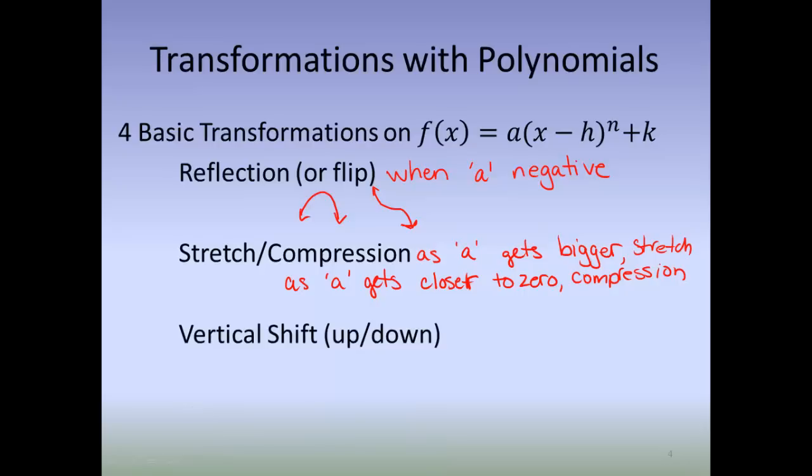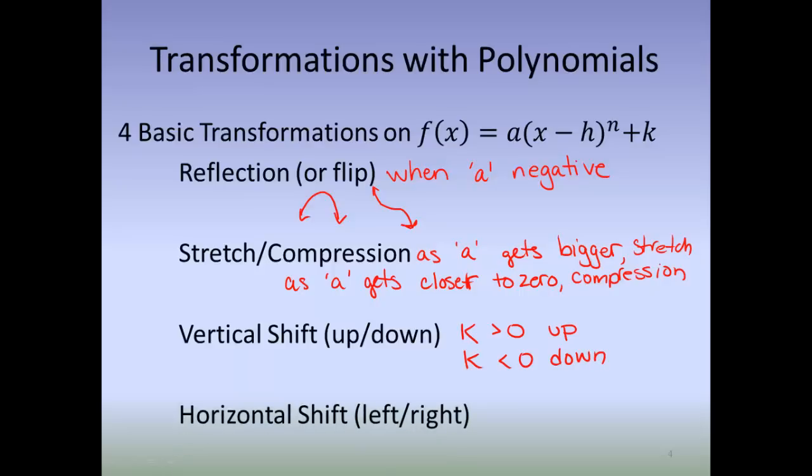Vertical shifts up and down, those are going to be the values for k. If the k value is greater than 0, that's going to move the graph up. If the k value is less than 0, that's going to move your graph down.